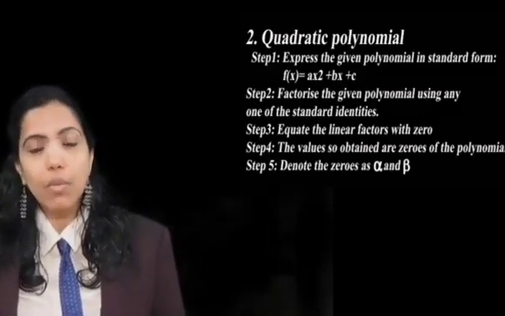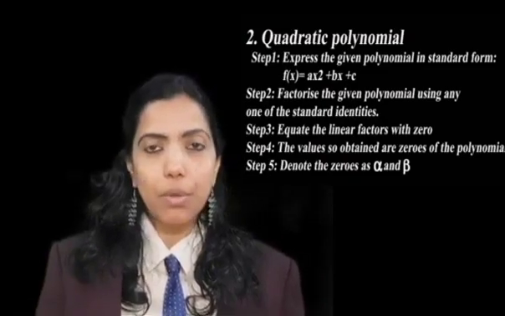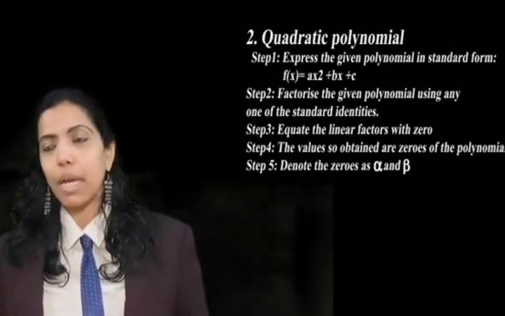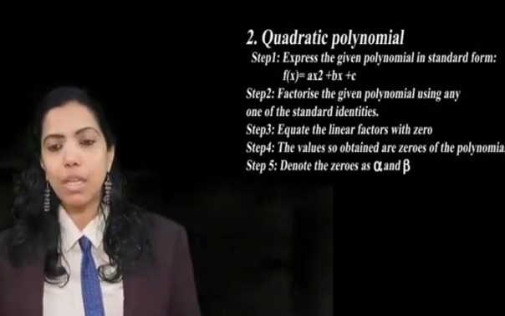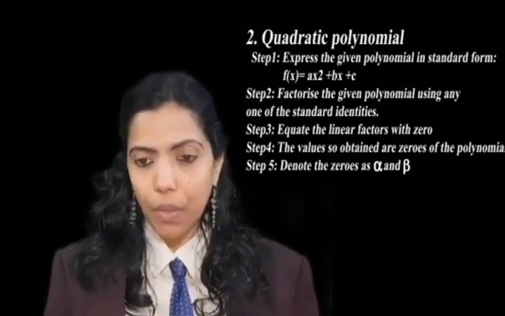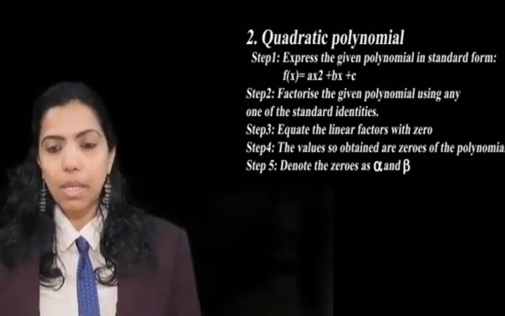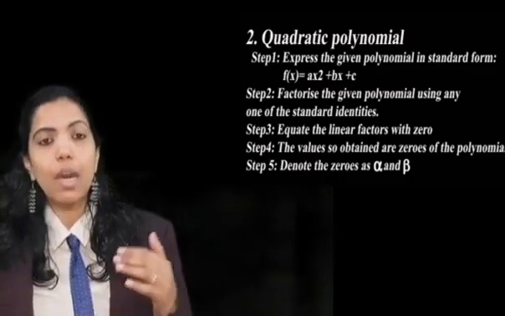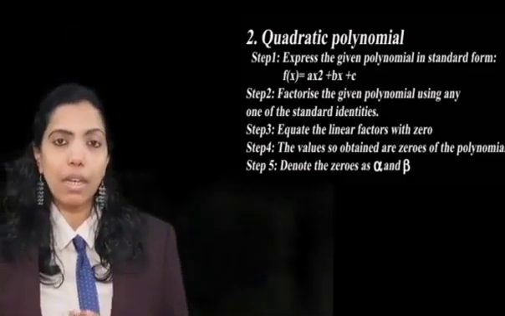So these are the steps involved. The first step: express the given polynomial in standard form. Sometimes it will be given like ax square minus 7 plus 3x. In that case, I have to rearrange the terms according to the descending order of the degree. So here it is, f of x equals ax square plus bx plus c. Now what is the second step? We have to factorize the given polynomial using any one of the standard identities.